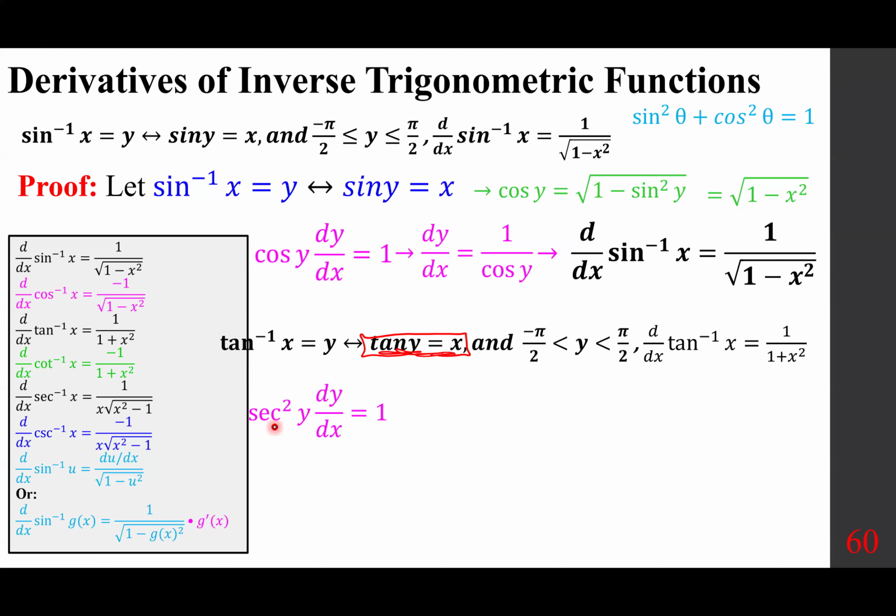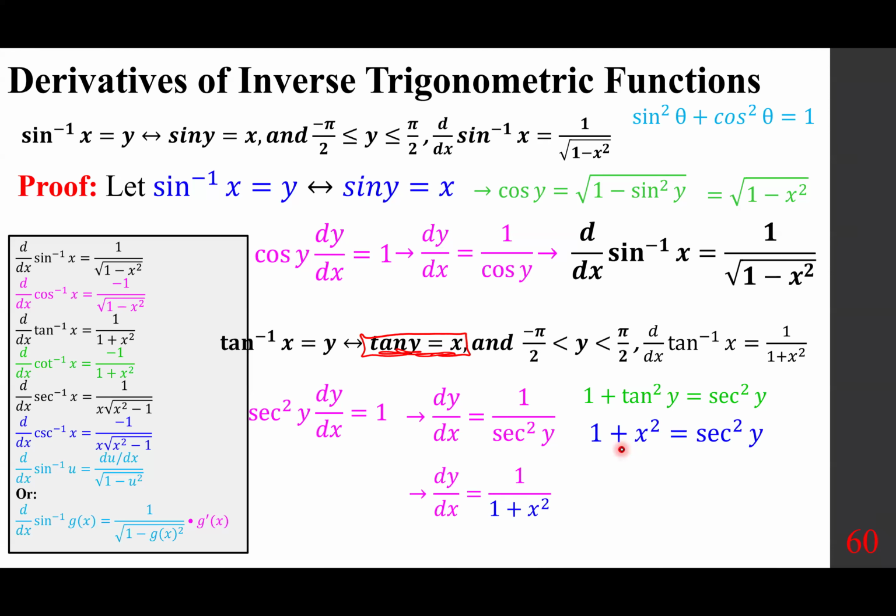So if we divide by secant squared, the dy dx becomes 1 over secant squared y. We remember the Pythagorean identity, 1 plus tan squared y is secant squared y. So tan y is x, so we are going to say 1 plus x squared is secant squared y. So we can replace the secant squared with 1 plus x squared, and therefore we proved the derivative of tan inverse of x is 1 over 1 plus x squared.